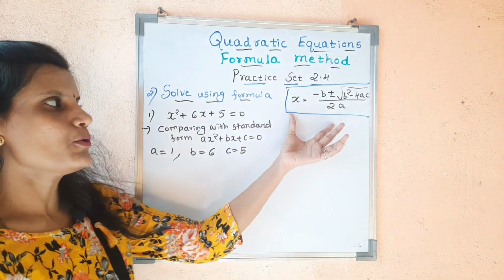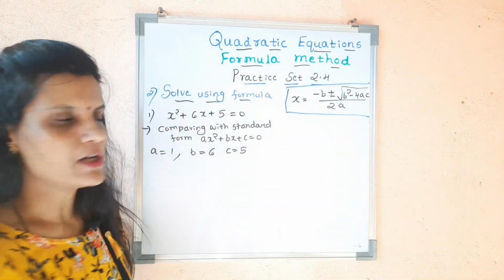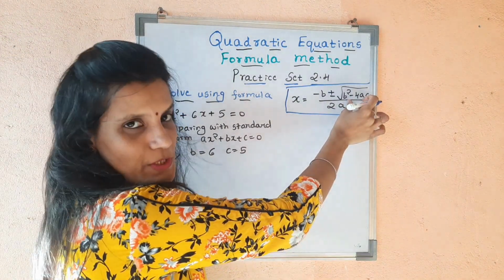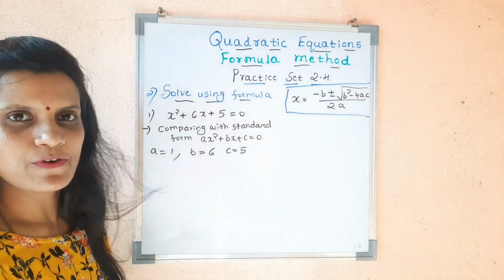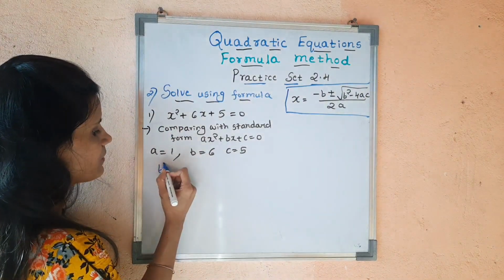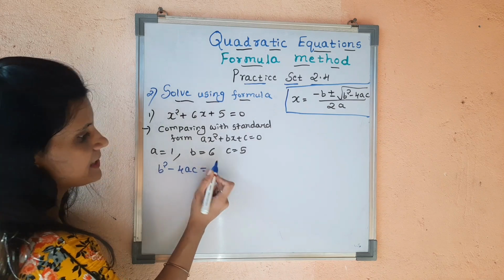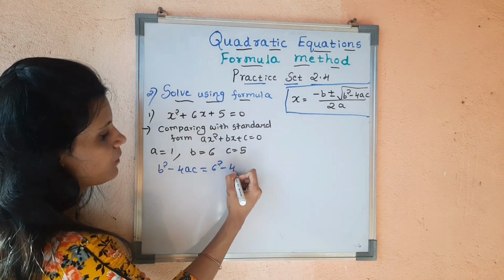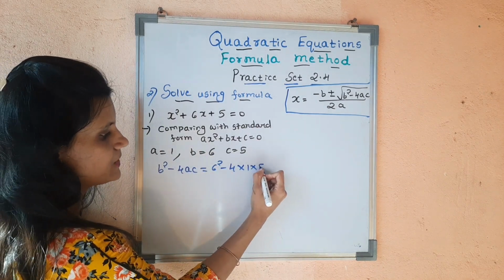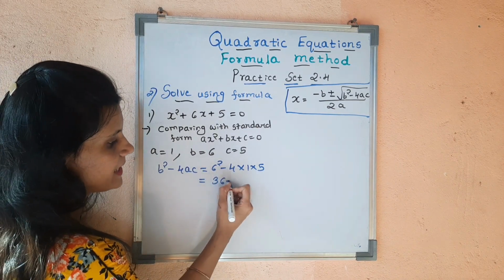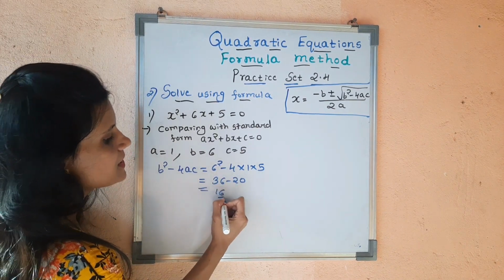Now we have to apply the formula. To apply the formula, it is better we first find out b square minus 4ac. It will be easy for us to calculate. So b square minus 4ac. What is our b? That is 6 square minus 4, a is 1 and c is 5. You will get 36 minus 20, which is nothing but 16.